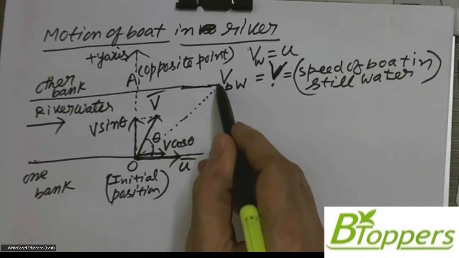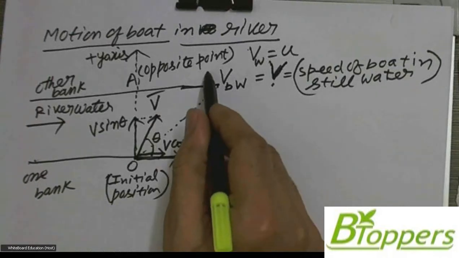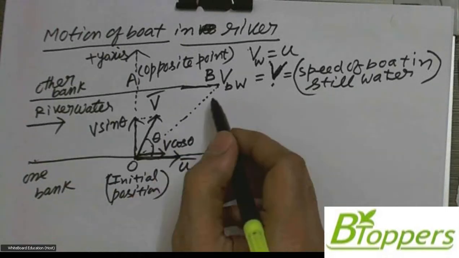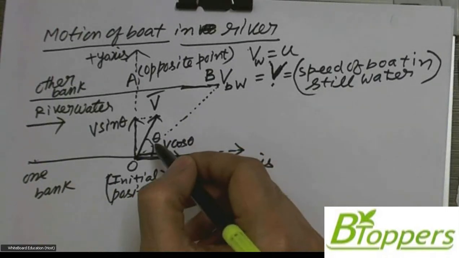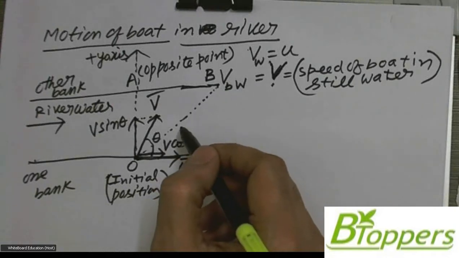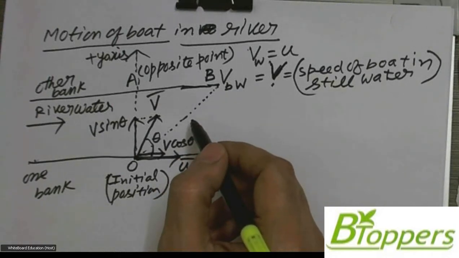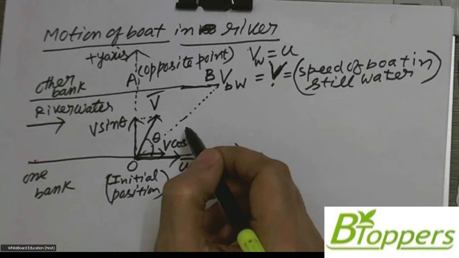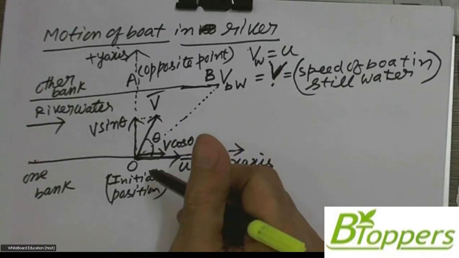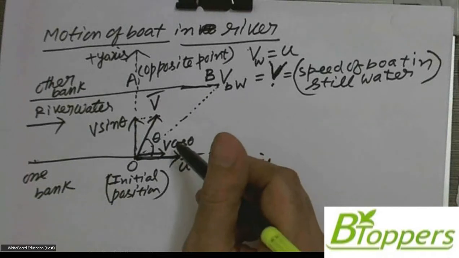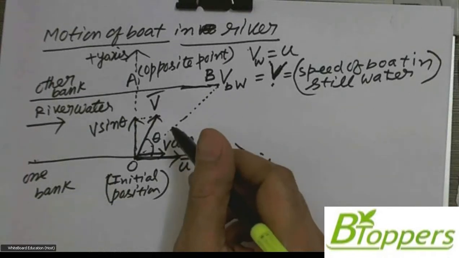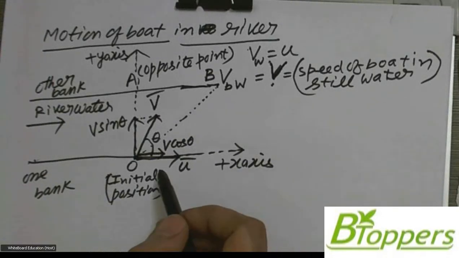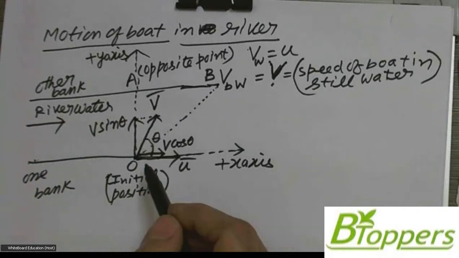So the boat moves in the direction of that resultant velocity. That means the boat moves along a path something like this. The boat travels along the line OB. That means the line OB is the actual path along which the boat moves while crossing the river, as seen by an observer who is at rest on one of the banks of the river. So here the velocity u bar is directed along the x-axis. It will have no component parallel to the y direction.